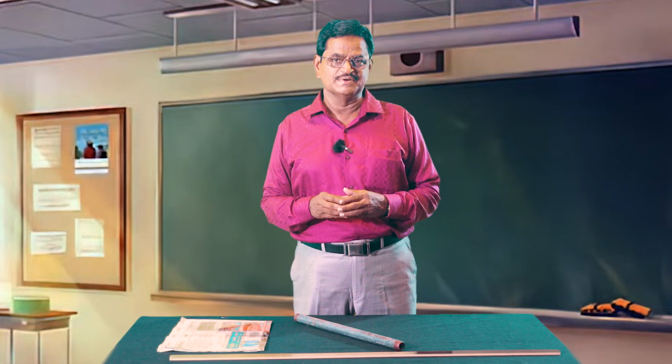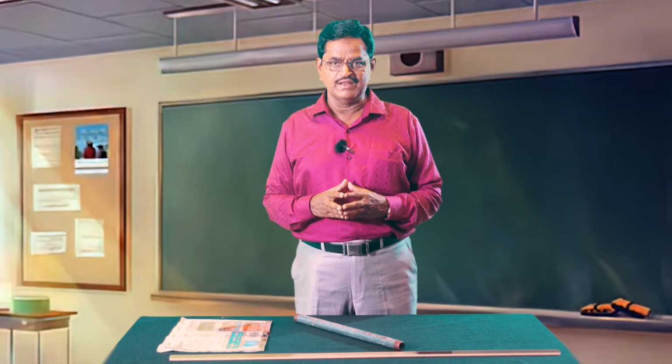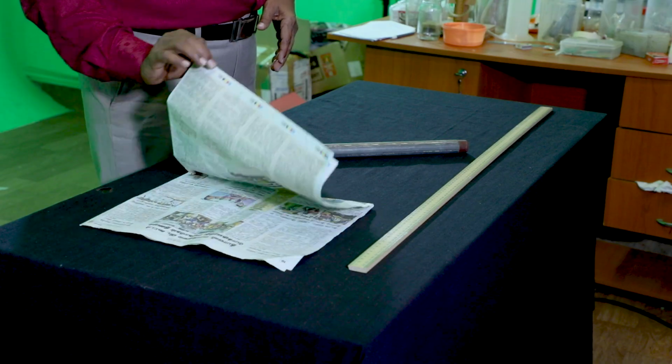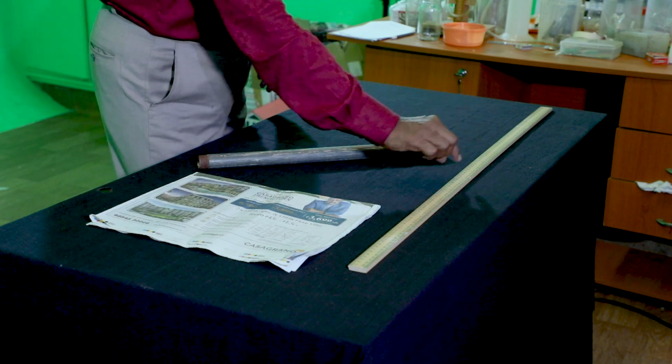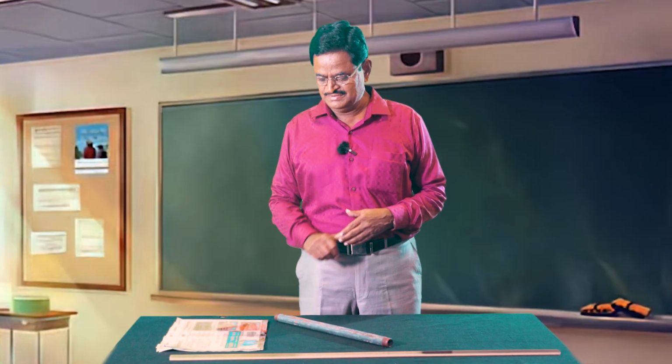You know how much pressure is acting on us or acting on the other objects. To understand this, let us do one experiment. Okay? Now, the things required are your newspaper, rod, 1 meter scale. Let us start the experiment.